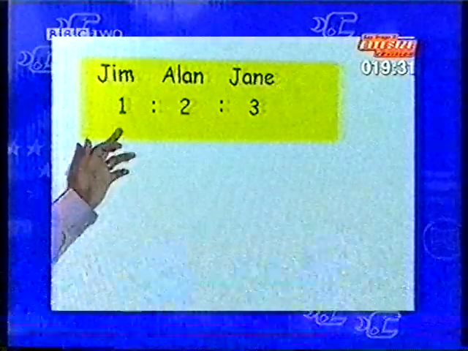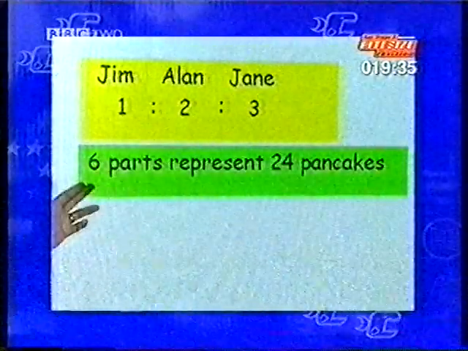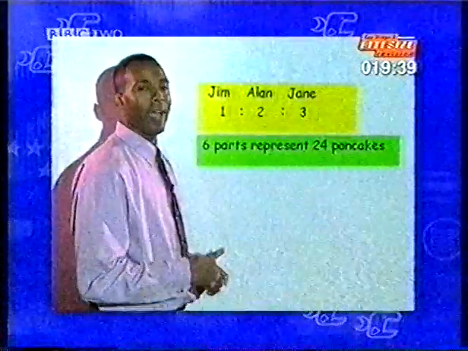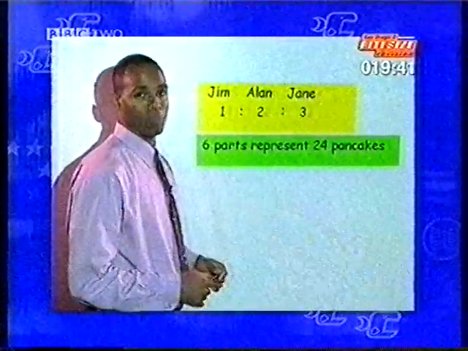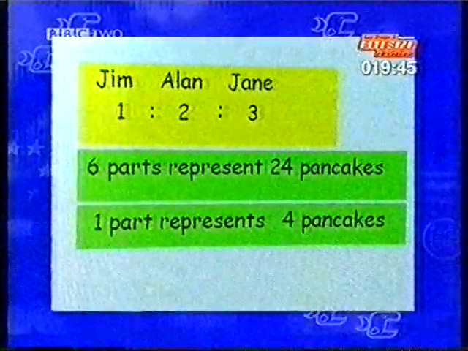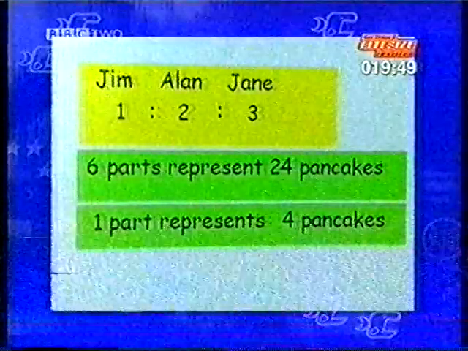The total number of parts is 1 plus 2 plus 3, which is 6. So 6 parts represent 24 pancakes. Now, how many pancakes does each part represent? 24 divided by 6 gives us 4. So 4 pancakes represent 1 part.